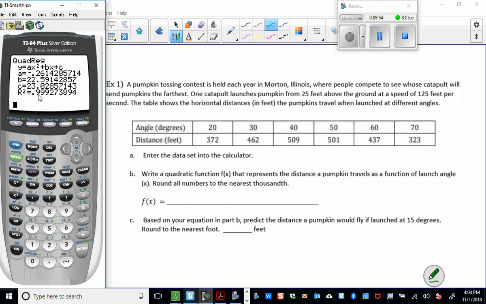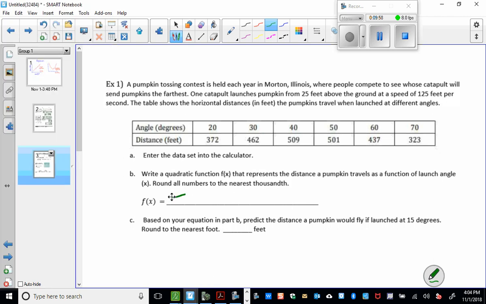Okay, oopsie. So it's negative 0.261x squared plus 22.591x plus 23.029. Okay, so the next question is, based on this equation, predict the distance a pumpkin would fly if it was launched at 15 degrees.